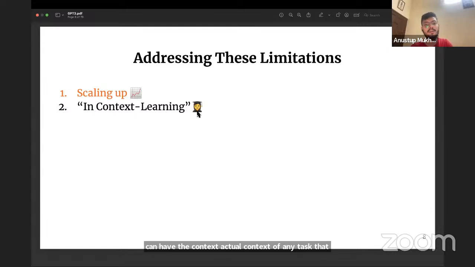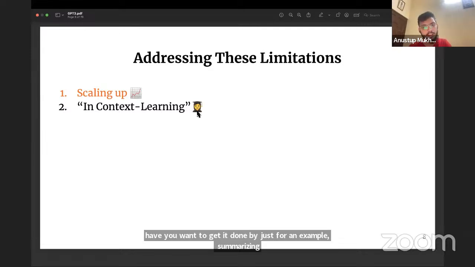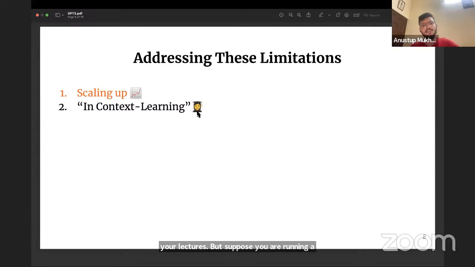Just for an example, summarizing your lectures. Or suppose you are running a website, and on that website you know all the patterns of user interaction, everything the user does on your particular website. So you know all kinds of searches the user can do, all kinds of operations the user can do. You have the entire context, and now the user is stuck somewhere.